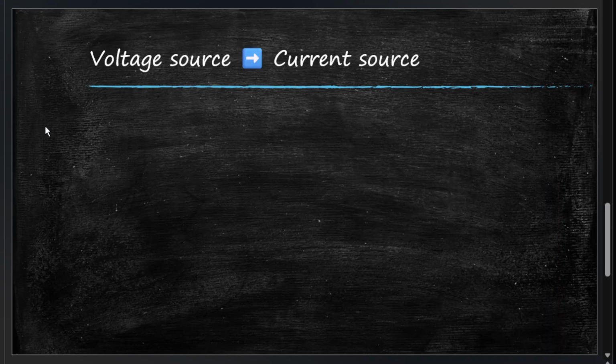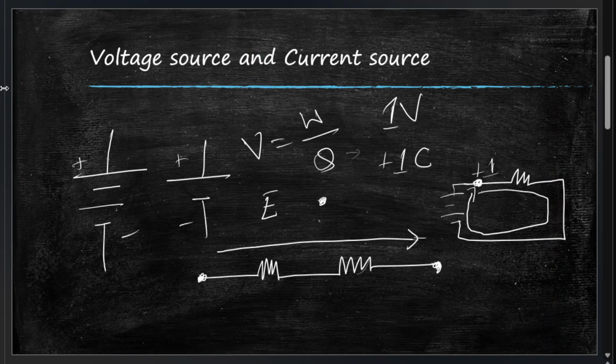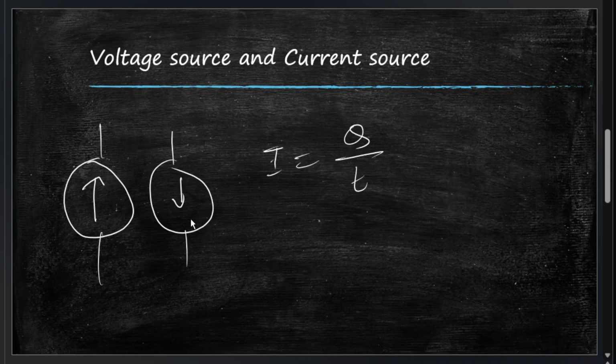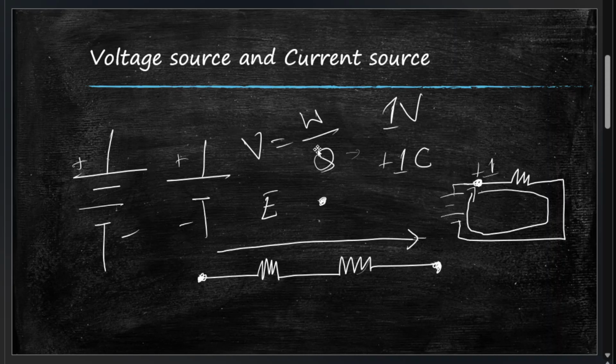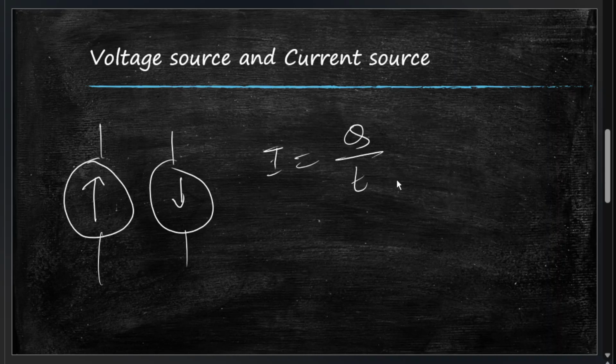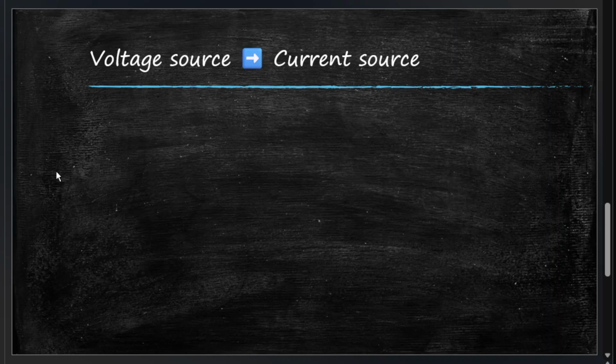Now let's go to conversion. So what's the difference between voltage and current sources? Voltage sources provide voltage, current sources provide current. V is equal to W over Q, I is equal to Q over T, and that's pretty much it. Now we'll know some more differences when it comes to conversion.